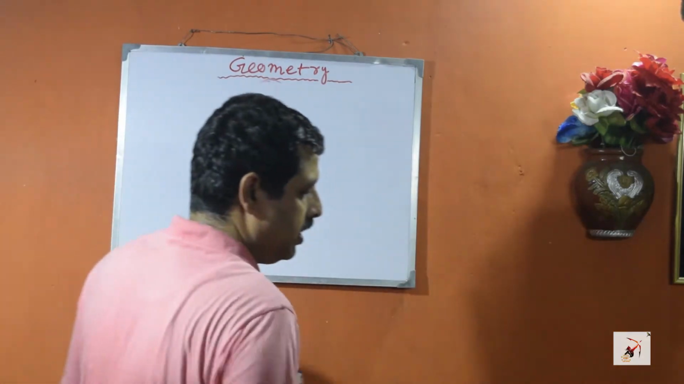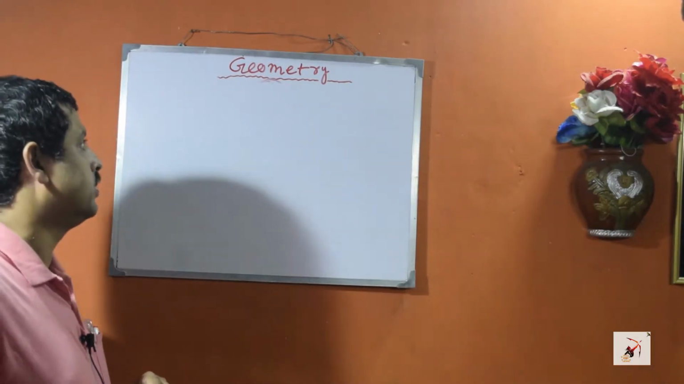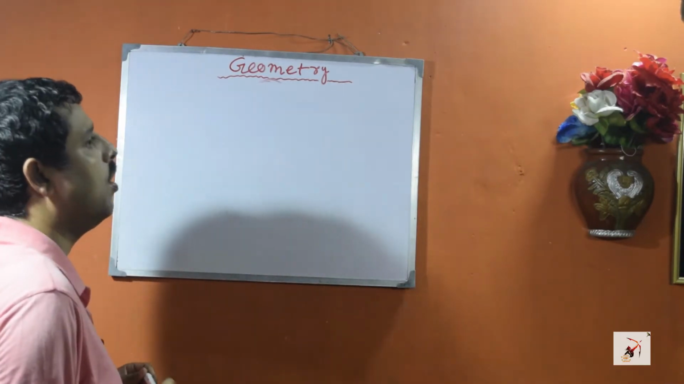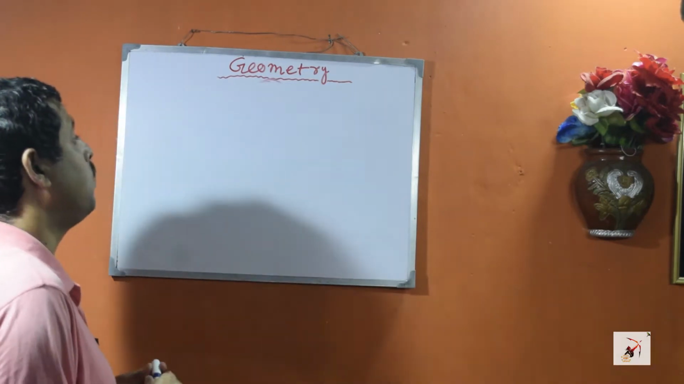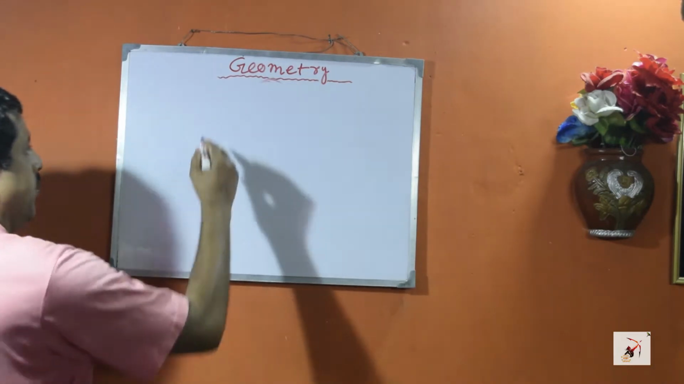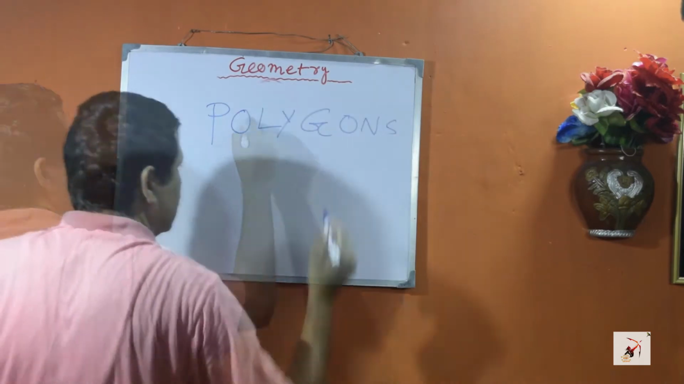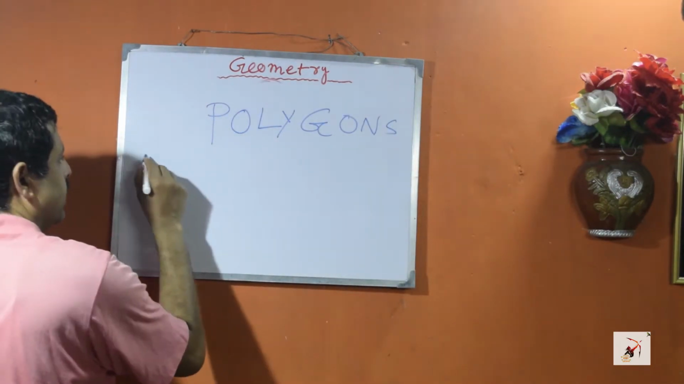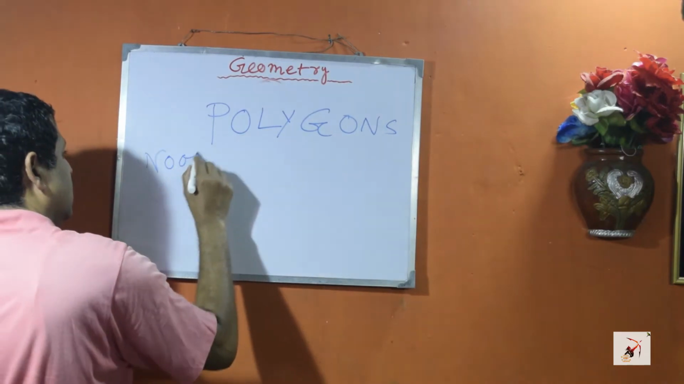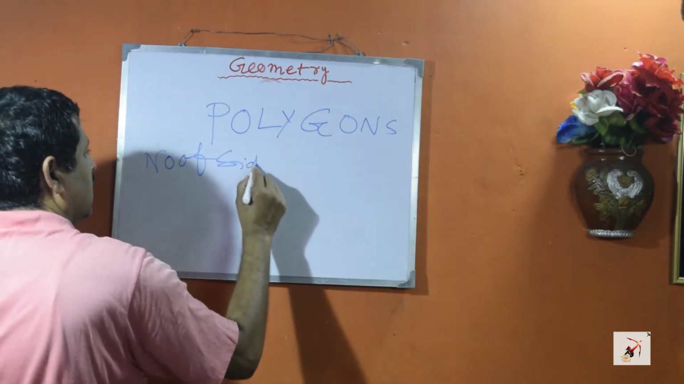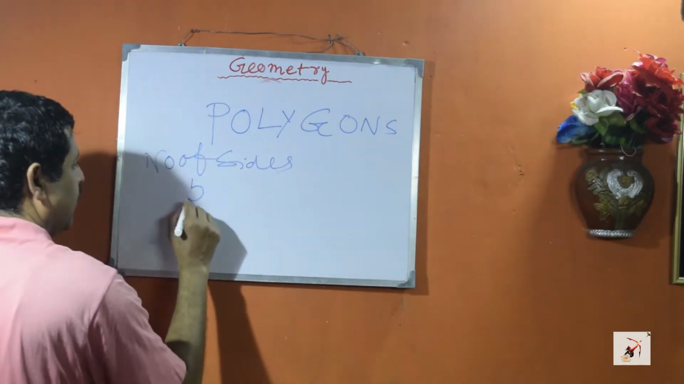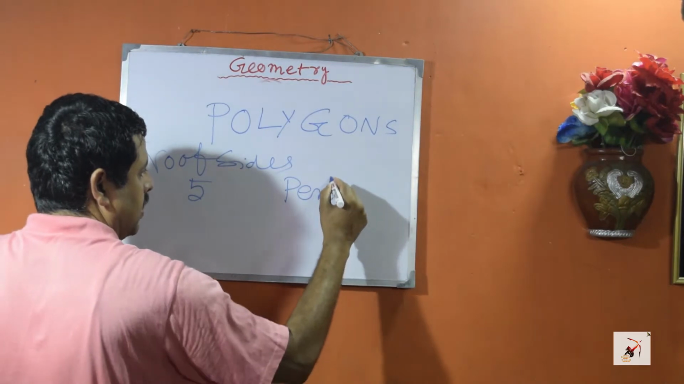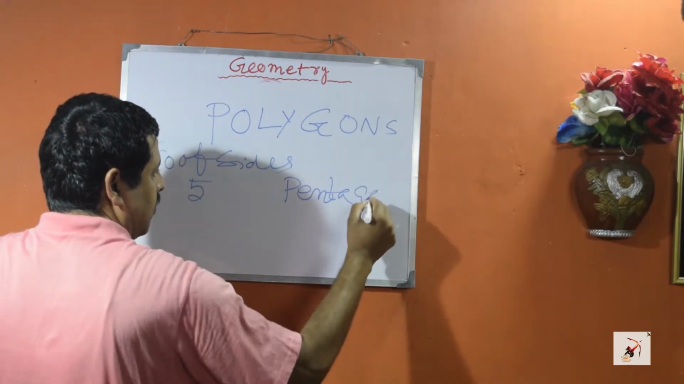So collectively these closed figures are also called polygons. Those with a number of sides 3 or more are called polygons. Where the number of sides is 5, it is a pentagon. 5 means pentagon.